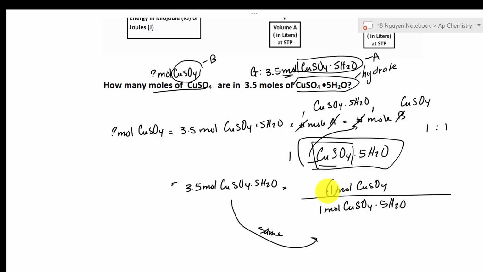And notice how we have 1 to 1, right? And guess what happened? The chemical and the unit cancel out. And what is 3.5 times 1 moles of copper sulfate? Which is 3.5 moles of copper sulfate. And that's what I meant by 1 to 1 ratio. It doesn't change in terms of the number, but it's changed the unit and the chemical. And this right here is supposed to be 3.5, which we are looking for in the first place.